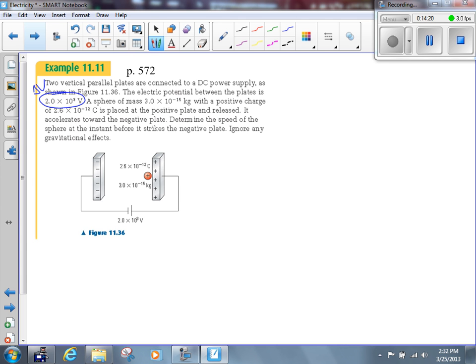We got a mass here of 3 times 10 to the negative 15 kilograms, a positive charge. It accelerates toward the negative plate. We want to find the speed as it reaches the other one. Forget about the diagram for a second. If it helps you, I guess don't forget about it, but don't ignore it. But I don't know that we need it here. What's happening to this charge here? What's happening to this charged particle? Speeding up, slowing down? What is it? Michael?